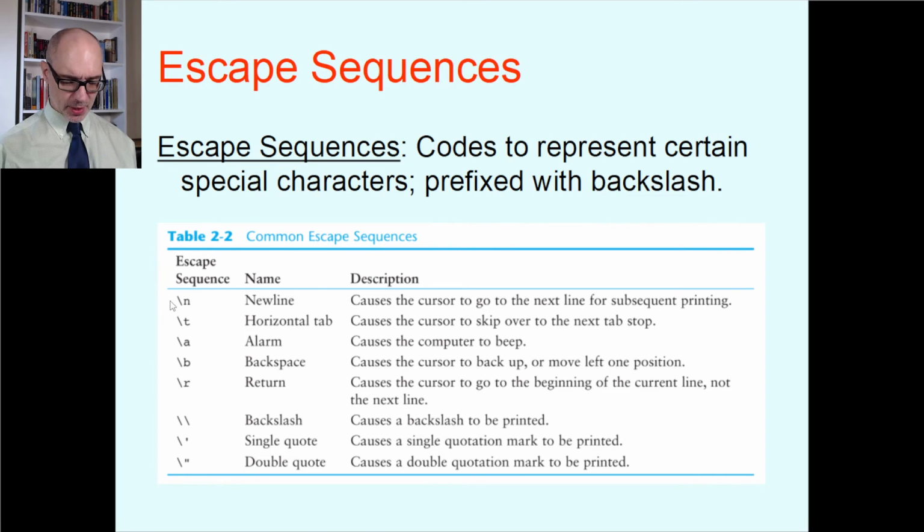So \n stands for a new line, and that's the same as the enter key. It causes the cursor to go to the next line for subsequent printing. So you could put this in a double quote string literal, and that's a really short way of entering the enter key for a new line.